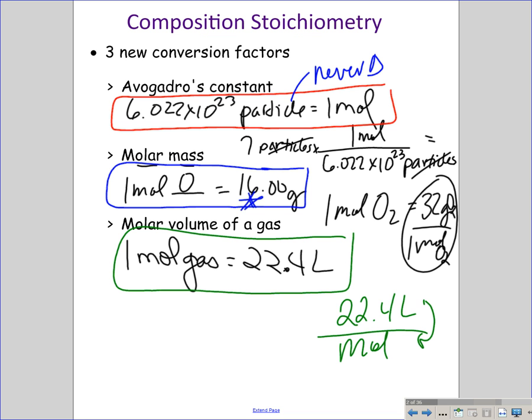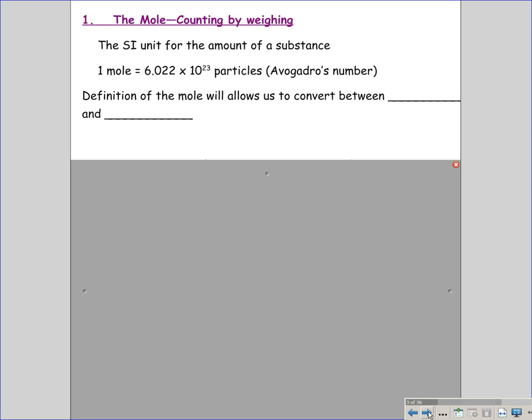I mean, we can flip things upside down depending on what units we need to cancel. That number never changes either. So the only one that you ever have to calculate is the molar mass one, and we've already done it maybe 2 or 3 times in the last unit, so we'll do it a bit more today. Okay, so this is I think the first part of the guided notes, if I'm thinking right.